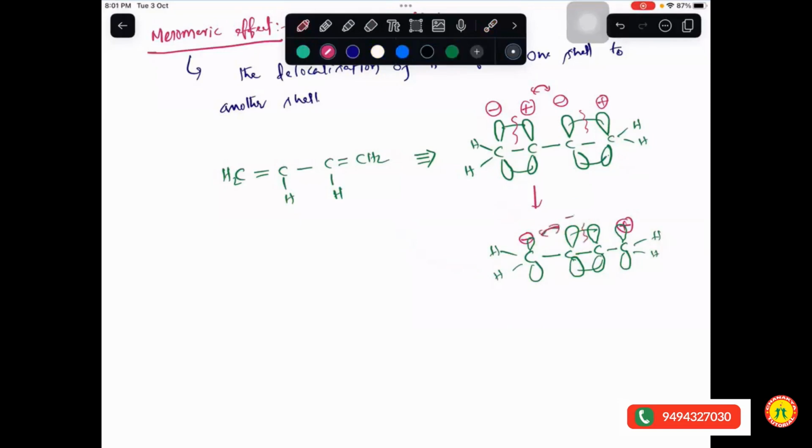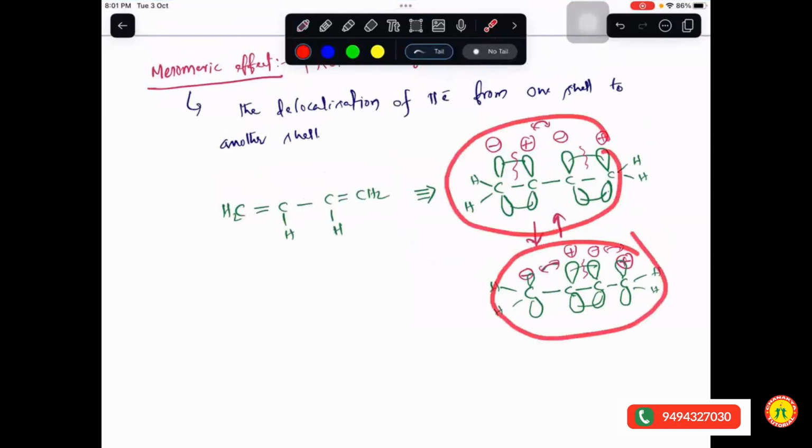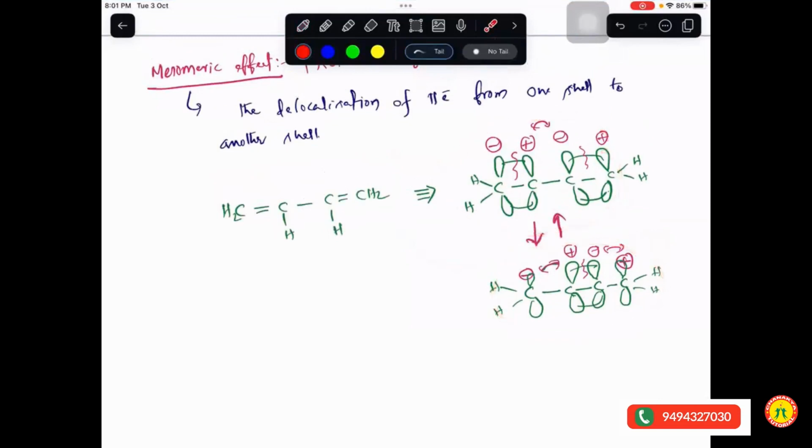Breaking of this one. This is the plus. So this is the minus. So these two can form the bond. Again, it is possible. So delocalization is nothing but, in both structures, two structures are possible. This one is possible and this one is possible. So this represents the resonance.